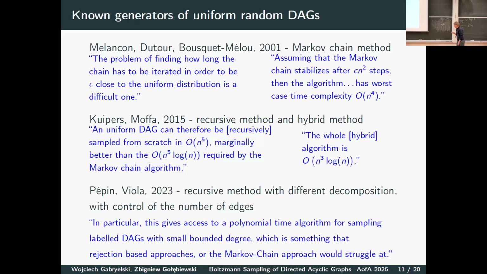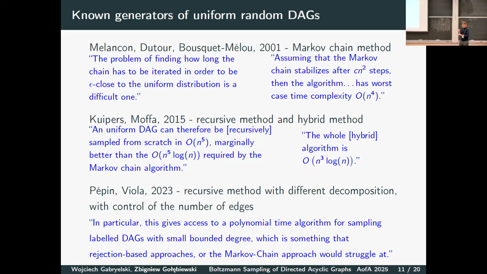Later on, Martin Pépin and Alfredo Viola, in 2023, were working on a slightly different structure, not the directed acyclic graph, but the so-called directed ordered acyclic graph, where the order of the edges coming from a vertex matters. They provide a recursive sampler for it, which uses a slightly different decomposition of a graph.